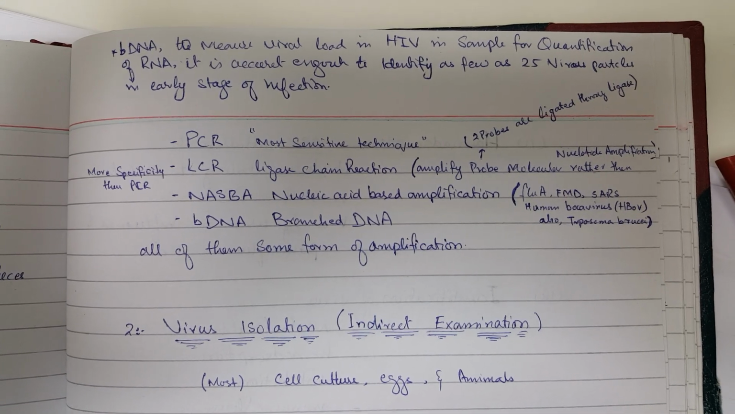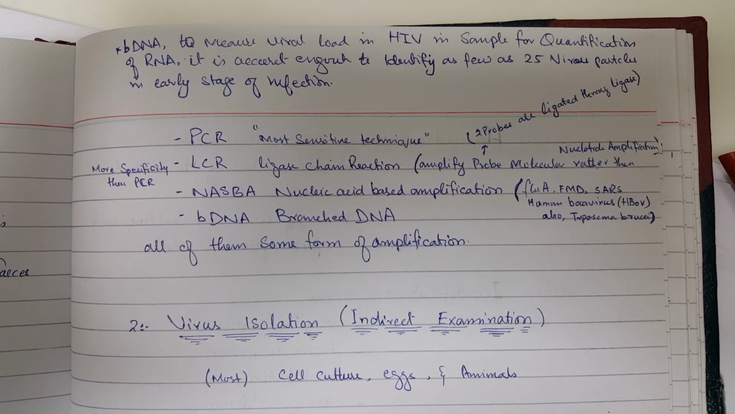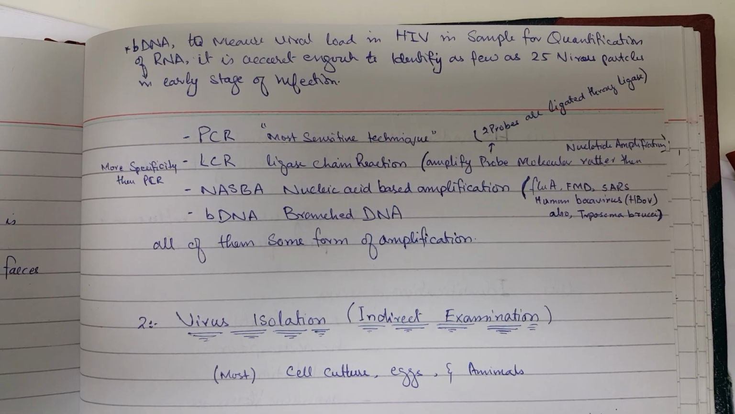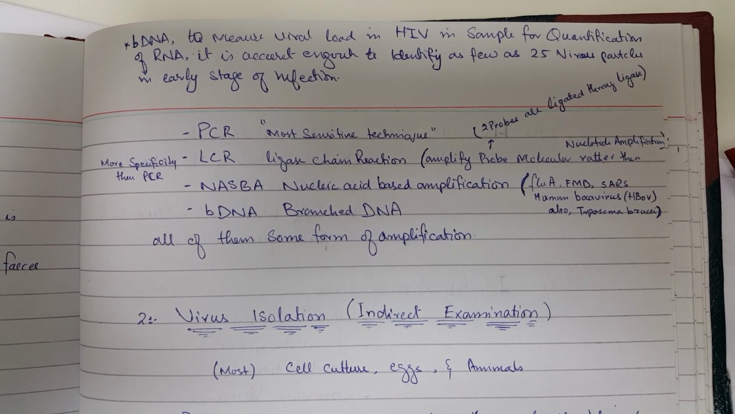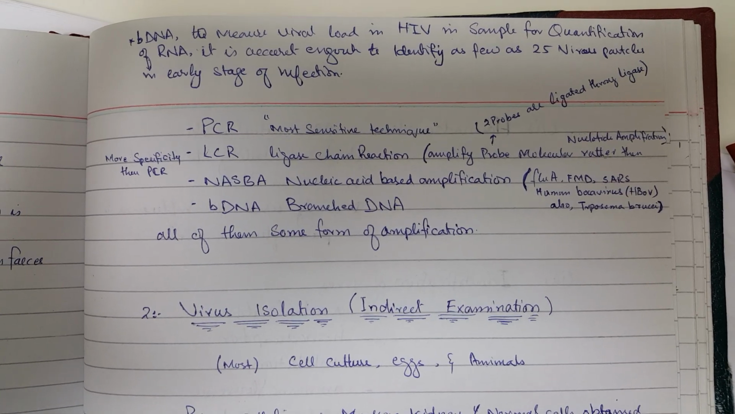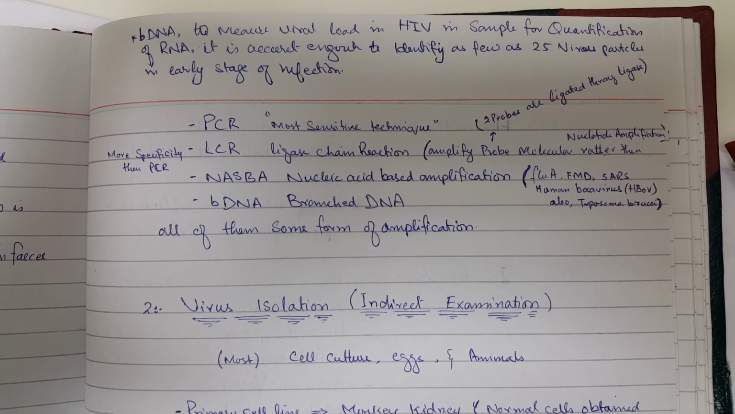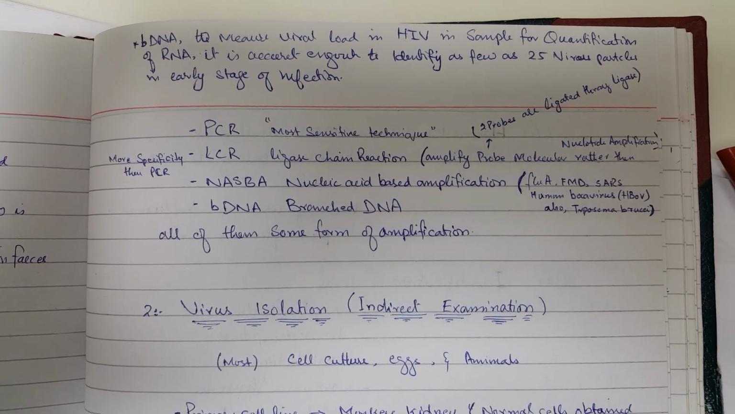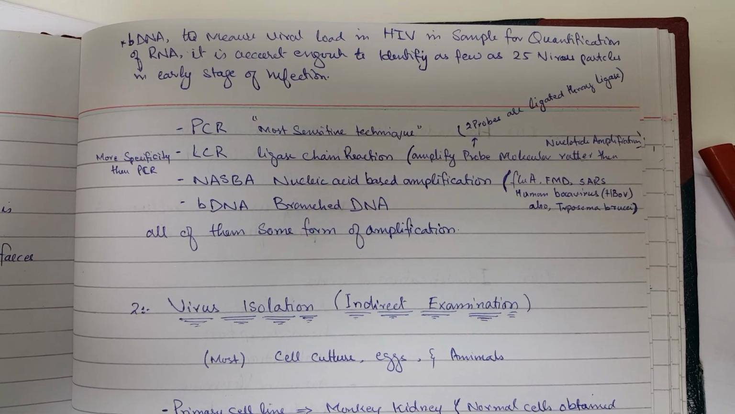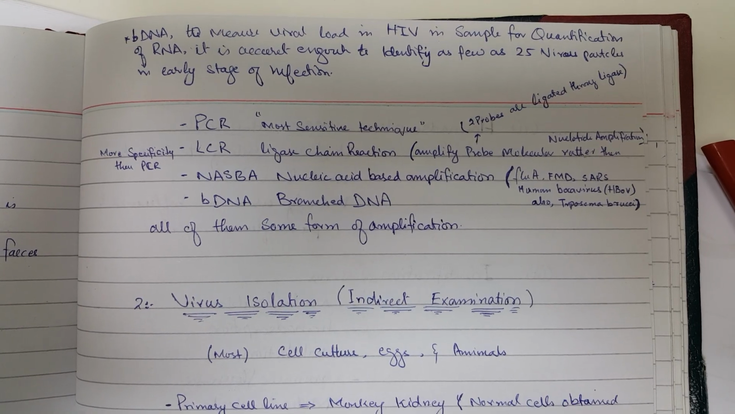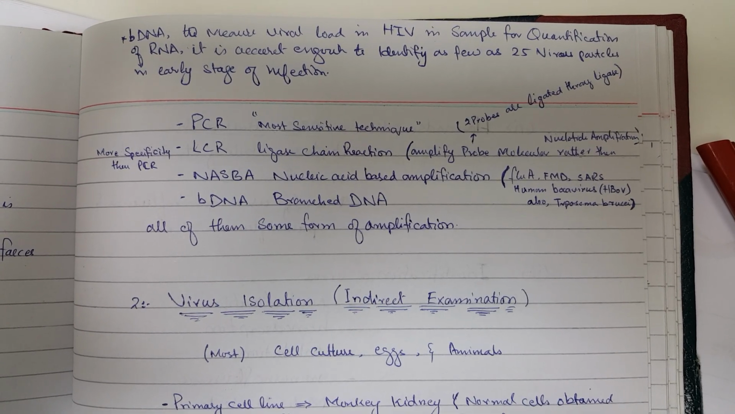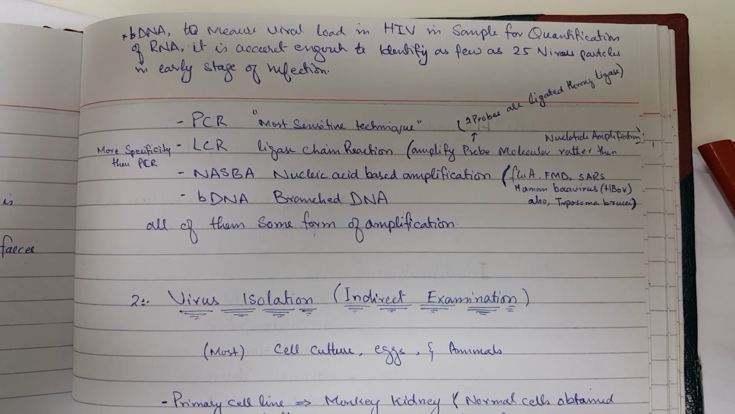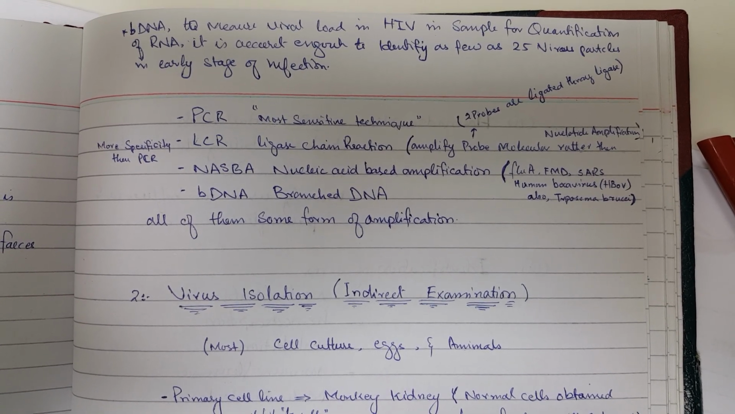Nucleic acid based amplification is used for flu A, FMD, SARS, human coronaviruses, also Trypanosoma brucei. All of them have some form of amplification, like bDNA, branched DNA, to measure the viral load in HIV samples for quantification of RNA. It's accurate enough to identify as few as 25 viral particles in the early stage of infection.